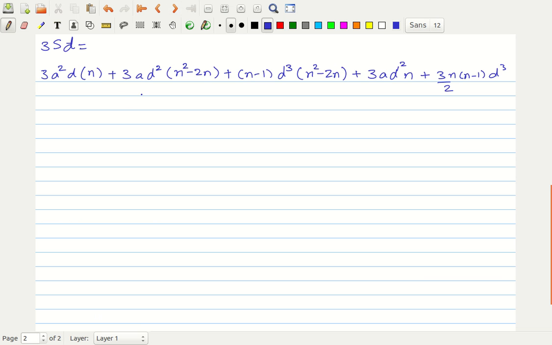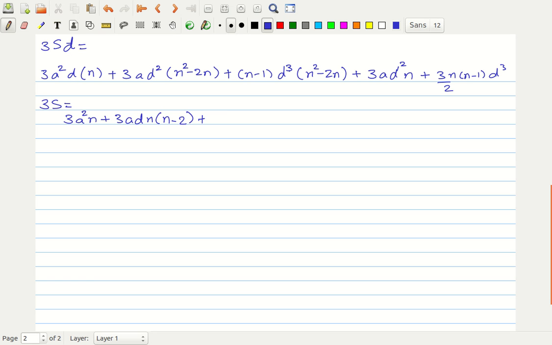We can see that we can cancel d's from both sides of the equation. So this gives 3 times s is equal to 3 a square n plus 3 times a d, and n square minus 2n I can take out n as common factor. This is n times (n minus 2), right?